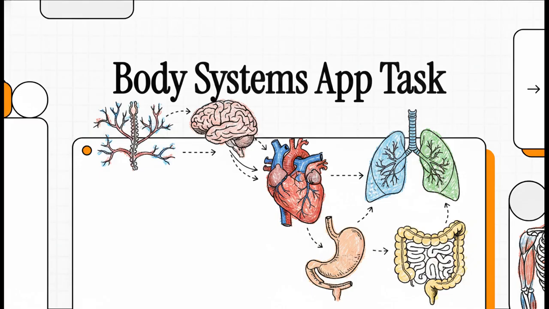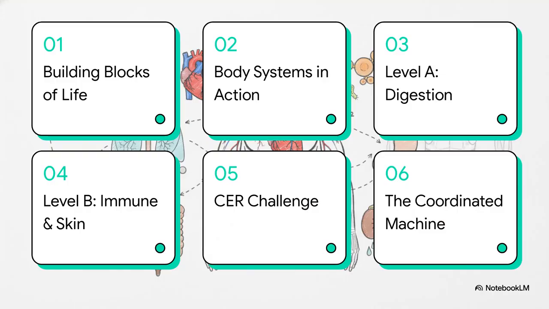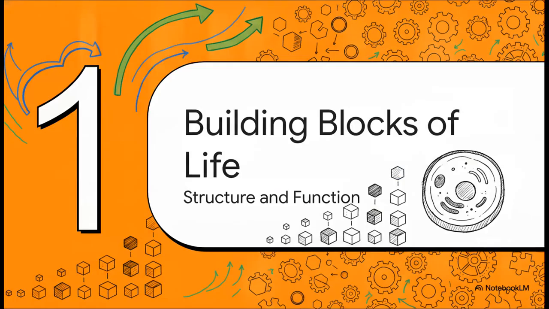Okay, let's dive into this. Think of our agenda today as your video game level progression. We're going to hit the building blocks of life, then Race, Body Systems in Action. Level A, digestive organ ID. Level B, immune and skin. The CER challenge, the sharp thorn. And finally, we'll wrap up with the coordinated machine. Let's get started. Section 1.